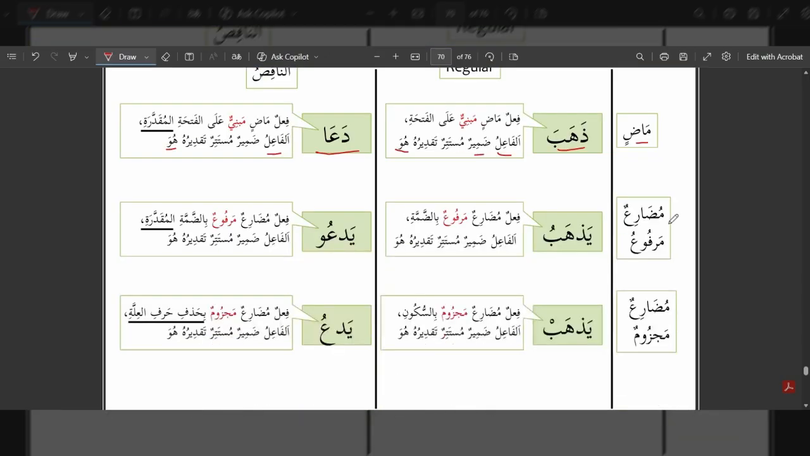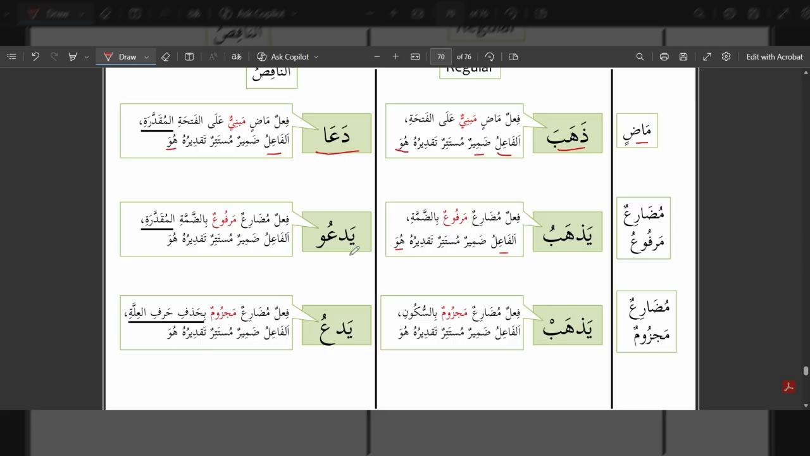Then when we go to mudari, that is the present tense in the marfu form, the verb is yadhhabu, he is going. So when we analyze this, we have fi'alun mudari'un, present tense, marfu'un bid-dhamma, that means it's in the state of marfu, and that is shown by the dhamma that's there. Al-fa'il dhamir mustatir taqdiruhu huwa. The fa'il or the doer is attached and hidden, and it is in the form of he.